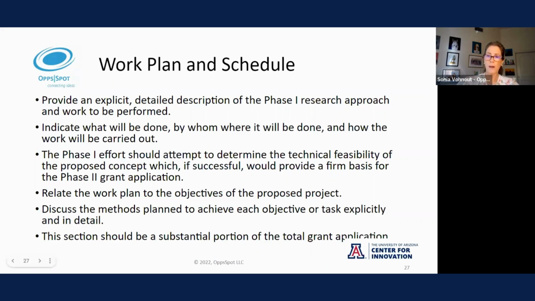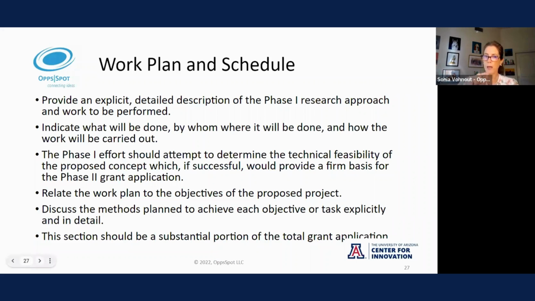So during your phase one, all of these tasks, the biggest objective is to prove the technical feasibility of what you're proposing and that you're being responsive to that topic requirements. And why, if you do all this, why should it merit a phase two grant application? And at the end of your phase one, based on what you've accomplished, you're going to know what you'll need to do under phase two. So always relate your work plan back to your objectives.